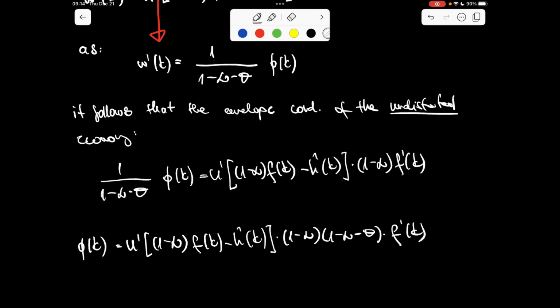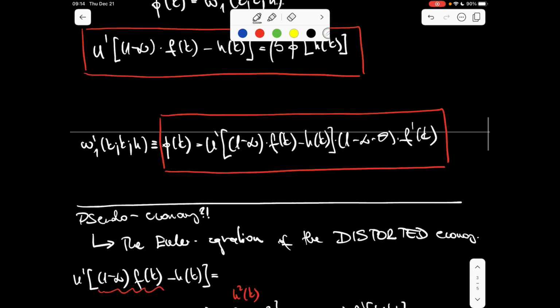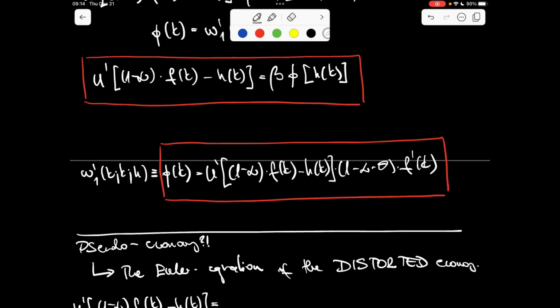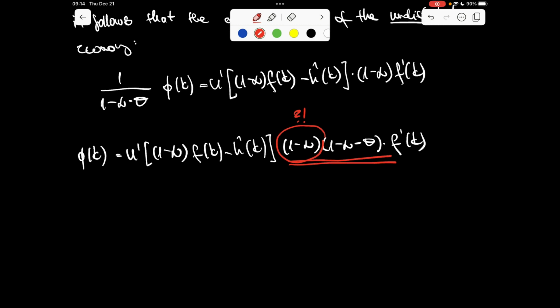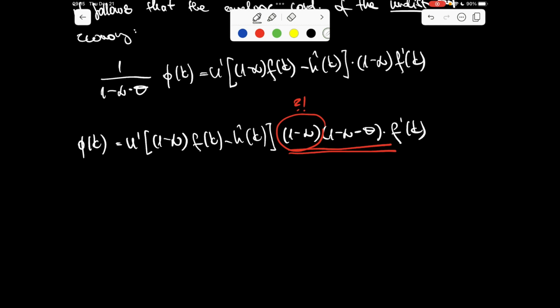If we go back to this highlighted equation, here is the difference. See? So we have an extra term, this one. This is an extra term in this equation, which we should eliminate. We need to find a way to eliminate this term. And so at this point, we should do some brain work.